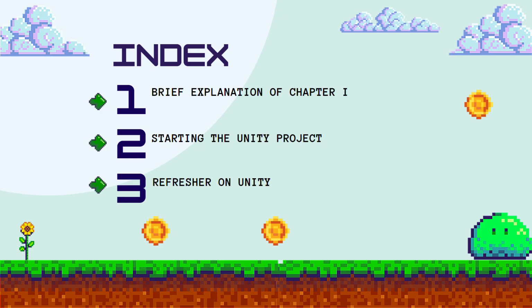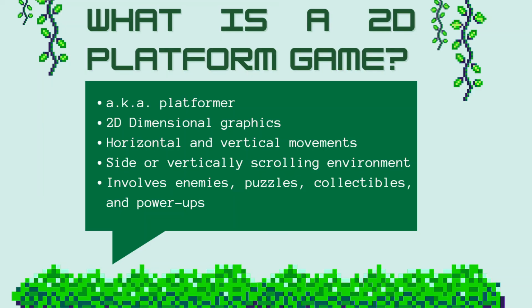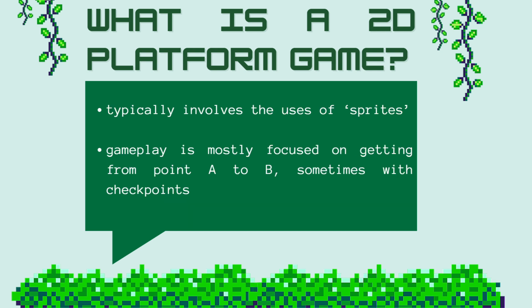project. So to recap Chapter 1, a 2D platform game, otherwise known as a platformer, is a game that features two-dimensional graphics, horizontal and vertical movements, side or vertically scrolling environment, involves the use of enemies, puzzles, collectibles, and power-ups, typically involves the use of sprites, and its gameplay is mostly focused on getting from point A to point B, sometimes with checkpoints.